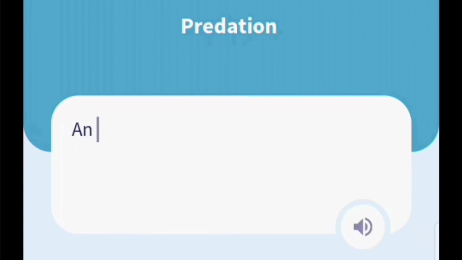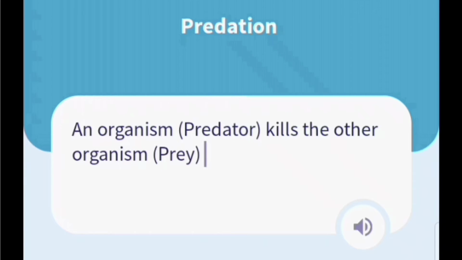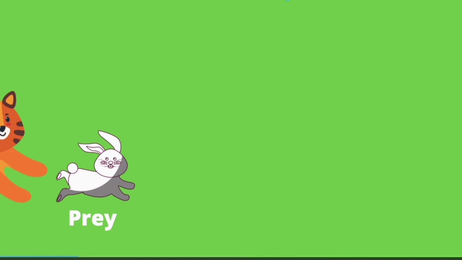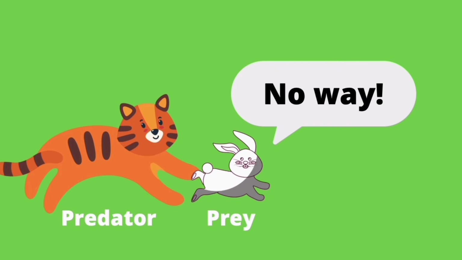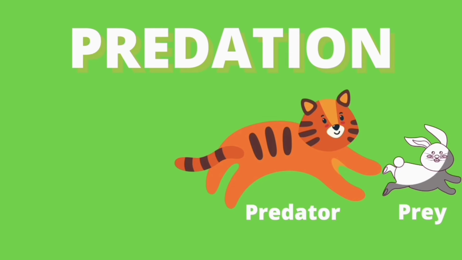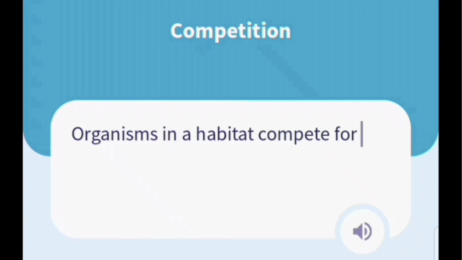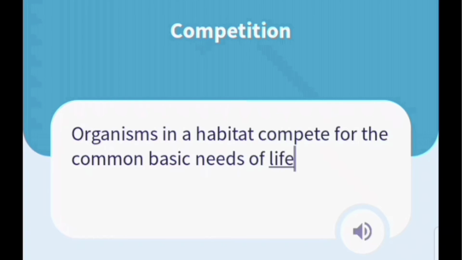Moving on to predation, it is when an organism called the predator kills the other organism, also known as prey, for food. Now, competition. Competition is when organisms in a habitat compete for the common basic needs of life that are limited.